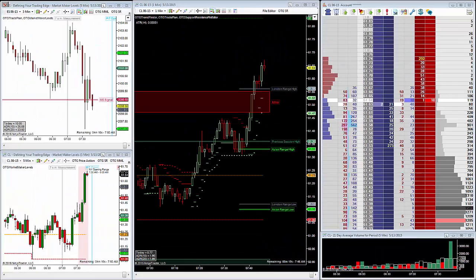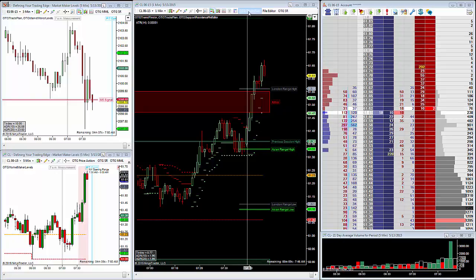Oil on a nice little run up here this morning. According to your trade plan, you had a time right here, right at 7:34. Let's take a look at that trade plan here really quickly.